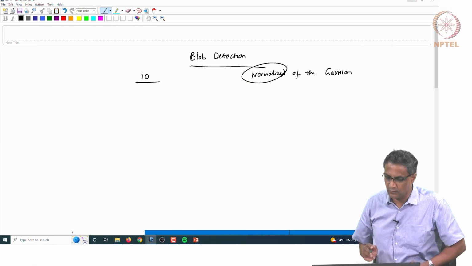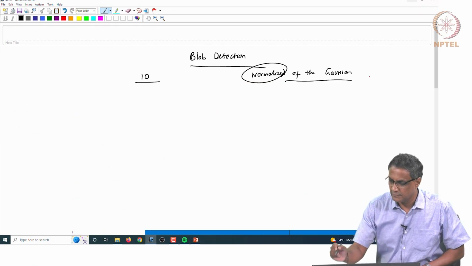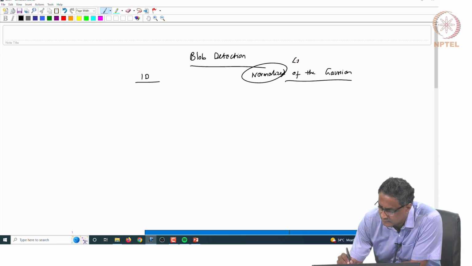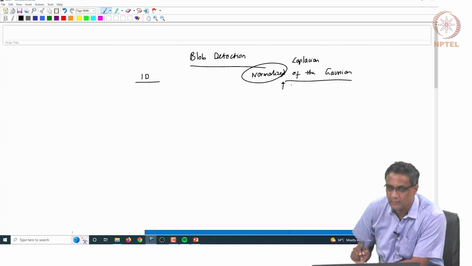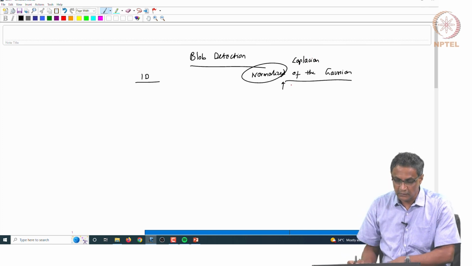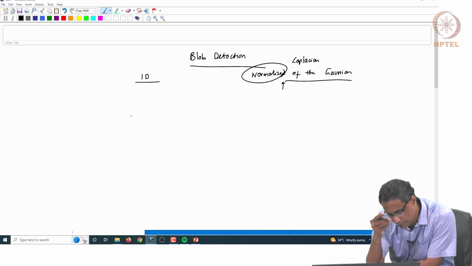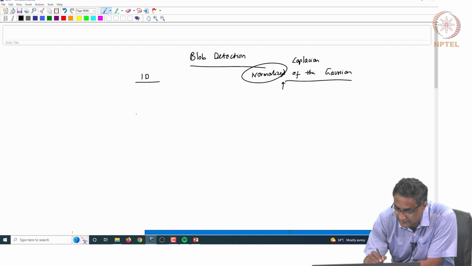Okay, so let us now go to the normalized Laplacian of the Gaussian. So that is the normalized LoG. Now, we will analyze it by taking a step signal.